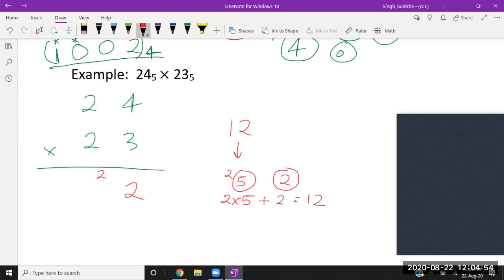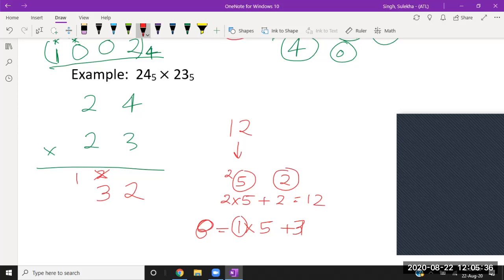Okay, and I am doing the next thing. Next thing is 3 into 2, that is 6, plus this carry 2 is 8. I am writing this 8 as 5 into 1 plus 3. Is that clear? So I have already utilized this carry, and now I'm writing this 3, and this 1 is a carry for the next step.